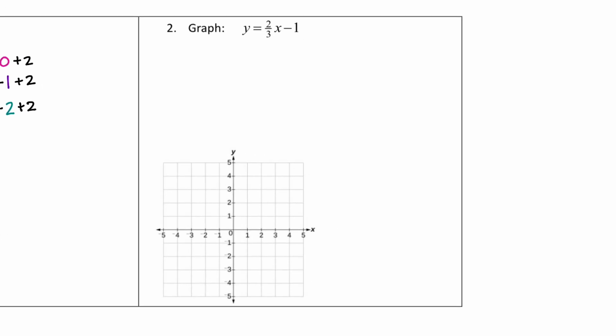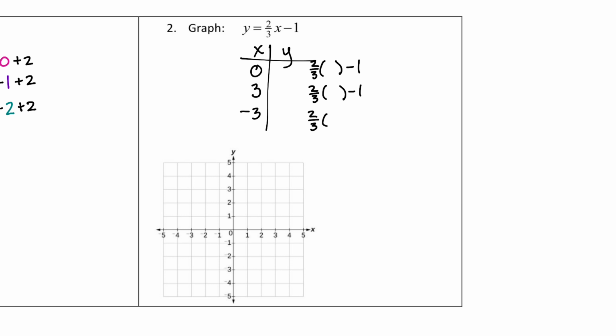Okay, this one. X, Y. 0 will work, but now I'm going to use 3, and I could use 6, but 6 is off my graph. So I'm going to use negative 3 instead, just to double check my work. Okay, and I'm going to write 2/3 times something minus 1 on every one of them. And again, this is because I'm using colors and it makes it easier for me.